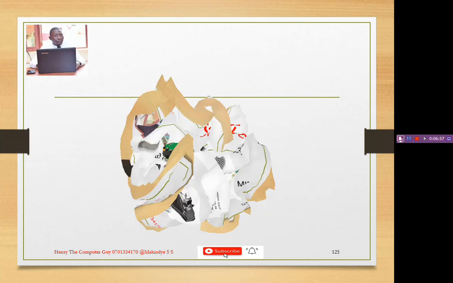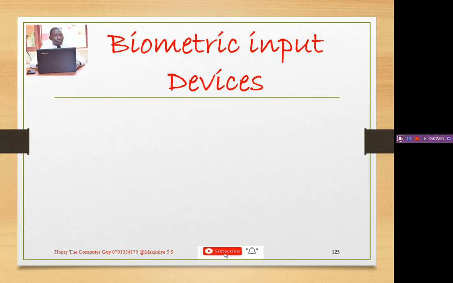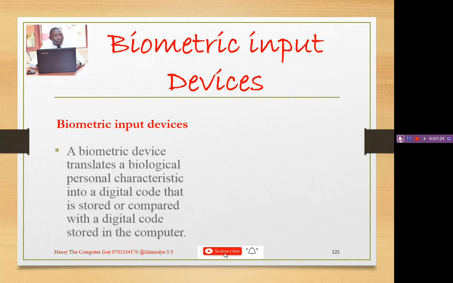We continue. Then we talk about what we call the biometric input devices. Why do we call them biometric input devices? Remember, biometric comes from two words: bio and metric. Bio meaning life and metric meaning measurement. These devices specifically target a person's physical characteristics. Are we together?